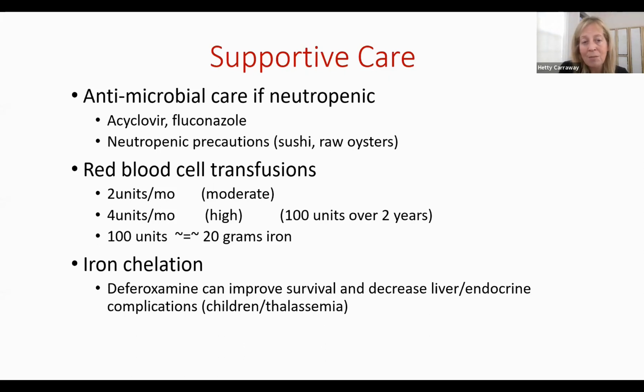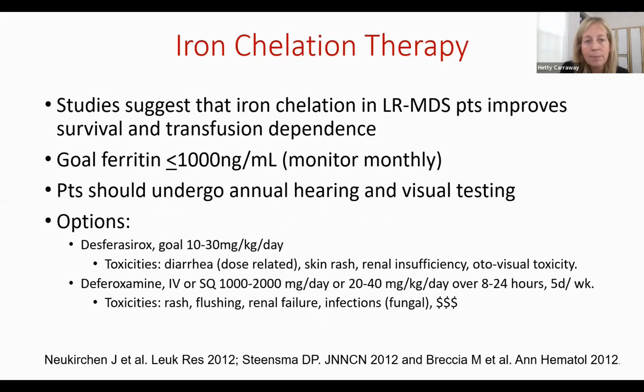And for some patients that have greater than 100 units of packed red blood cells in their lifetime, we think about iron chelation. Iron chelation studies really suggest that iron chelation in lower risk MDS patients can improve survival and transfusion dependence. And there's a specific ferritin goal that we typically try to aim for by monitoring it. Patients, if they're getting that type of therapy, typically can undergo annual hearing and visual testing. And there are a number of options with regard to chelation therapy that are considered, but also importantly can impact quality of life because there are toxicities with these therapies as well. So there's a risk-benefit ratio that is often discussed.